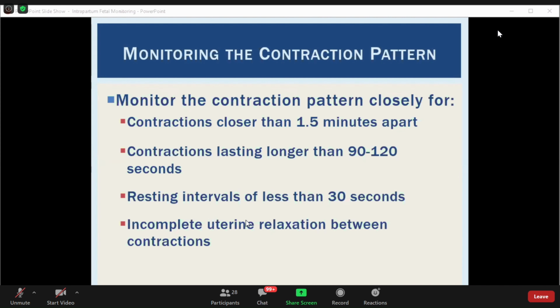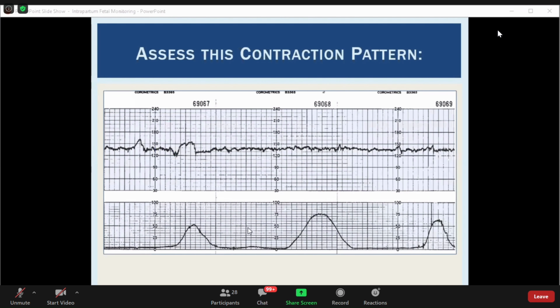You always want a resting interval of a minimum of 30 seconds. And on this slide, we had more than 2 minutes. So that's plenty of time for the utero-placental unit to reperfuse.